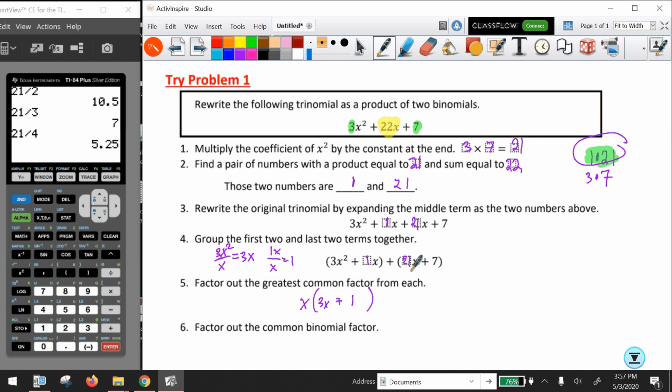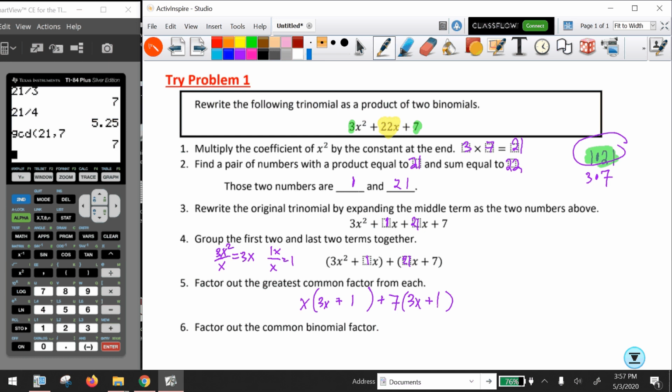Over here, we're going to factor out the greatest common factor. What's the greatest common factor of 21x and 7? Each of those are evenly divisible by what? Well, you could use your calculator, math over 9, greatest common divisor, 21 and 7. Looks like 7's the biggest number that evenly divides them. 21x divided by 7 is equal to 3x. 7 divided by 7 is equal to 1.